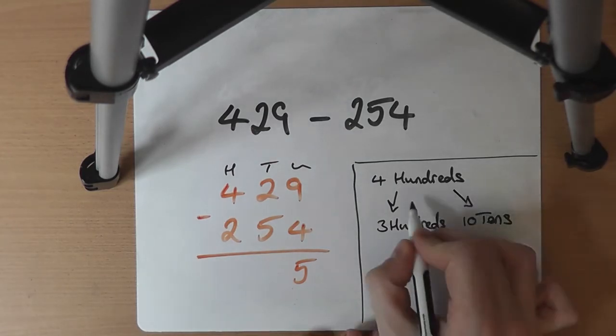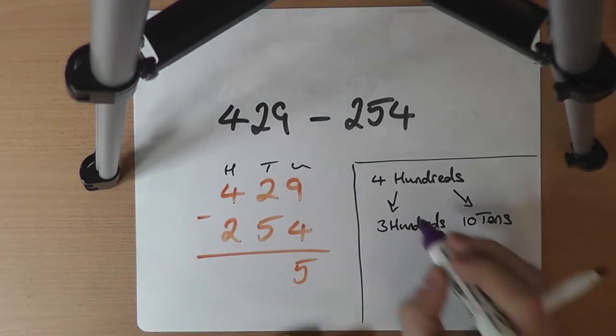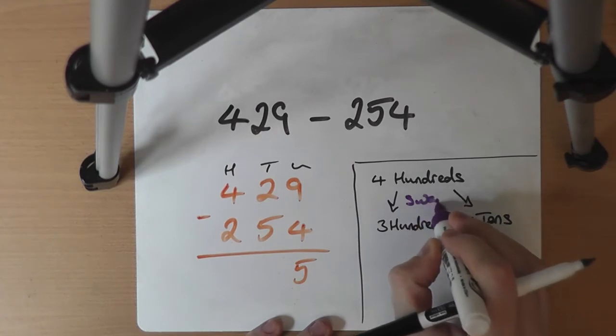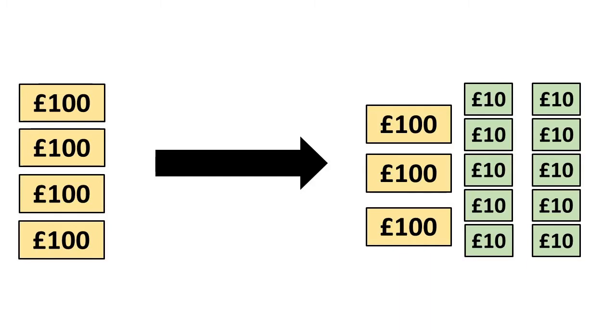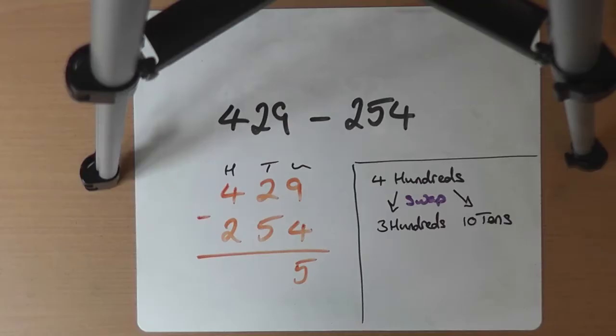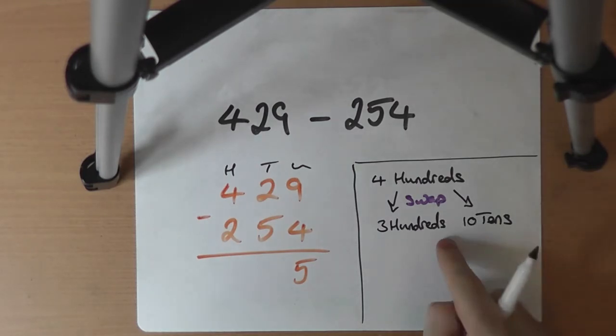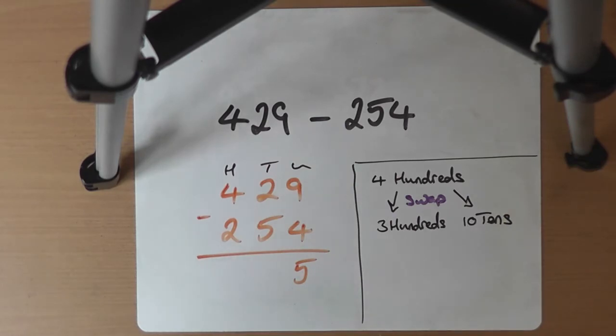You have swapped one of the hundreds for some tens, so that you've still got the same amount, you've still got all the same information there, it's just written differently. And now we've done that swap, we can transfer this information back into the original diagram.